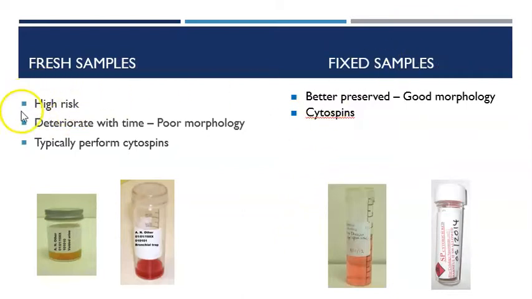So fresh samples obviously are more high risk. They deteriorate very quickly within time and give poor morphology, and are typically used to provide a very quick and immediate cytospin. Whereas fixed samples are better preserved, and you get really good cell morphology. You can have solutions in there that do things like lyse red blood cells and really clean up a sample, which wouldn't be possible for just a fresh sample at a quick, dirty cytospin. And these are also used for cytospins or some sort of variation of cytospins.